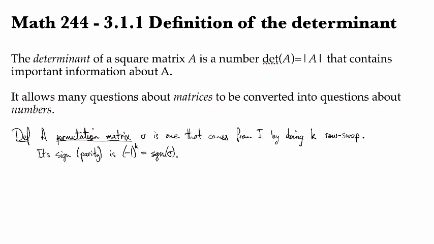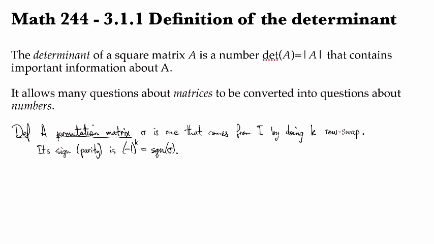Okay, and so as I mentioned, a permutation matrix, sigma, will have a single 1 in each row and a single 1 in each column, and zeros elsewhere. So that's another way to think about what these things look like.